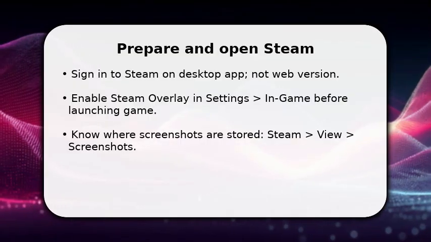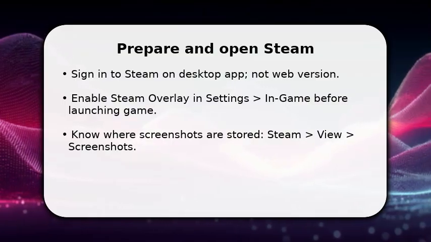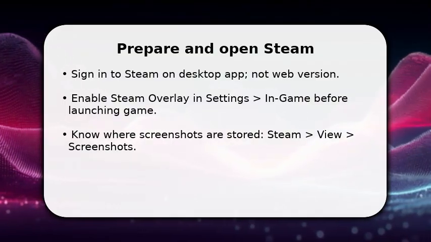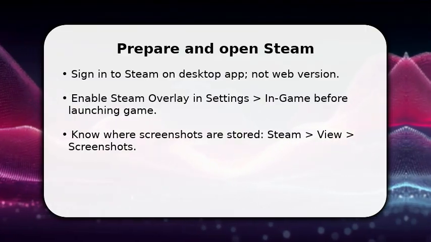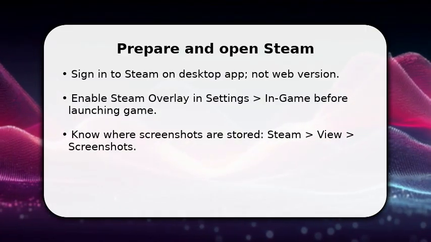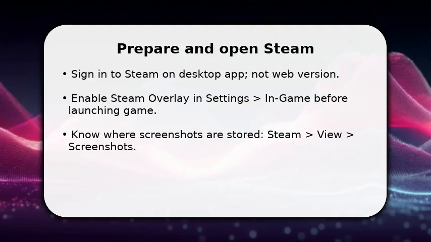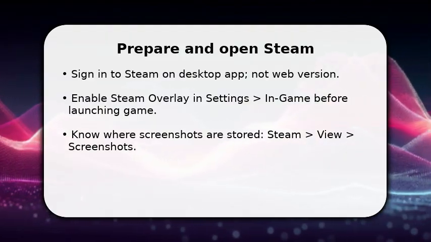You'll start by launching the Steam desktop client and signing in. Once you're logged in, enable the Steam overlay in Settings > In-Game so the capture key works. Now open the game you want to capture and confirm your chosen screenshot key in the same in-game settings.